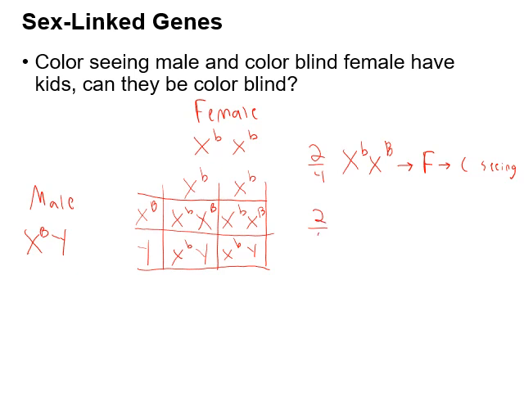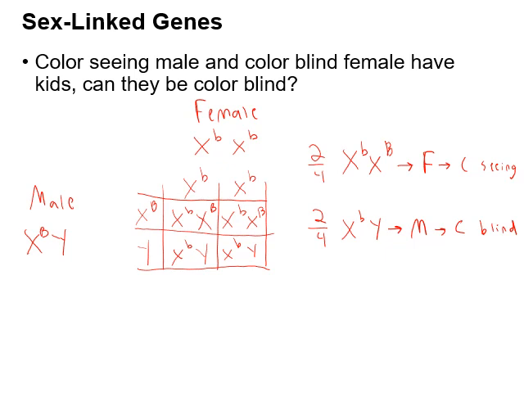So then the other 2 out of the 4 boxes are X lowercase b and capital Y. So that is going to be a male, and those males have the lowercase b with them, meaning that they are colorblind. Okay, so what we see here is that for every child these two have, there's a 50% chance that the child is a female that can see color, and a 50% chance that the child is a son that cannot see color, right? So all of the daughters that these two have would be able to see color, and all the sons that these two have are not able to see color.